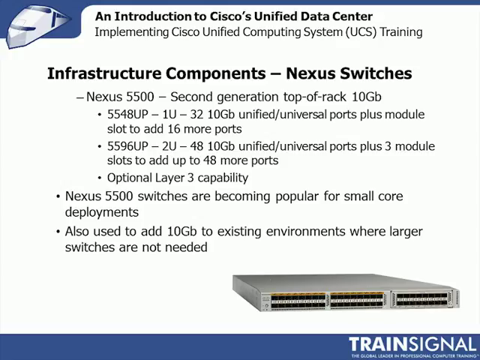But it allows you to start with 32 and add 16. Now, whatever SFP you plug into those ports, it can do it. So it can be a 1 gig port, a 10 gig port, an 8 gig fiber channel. So pretty much anything you want to do with the ports, you can do that. The larger model is a 5596. It's a 2U, starts with 48 ports, and has 3 modules to add up to another 48, so 16, 16, and 16. These have optional layer 3 capability.